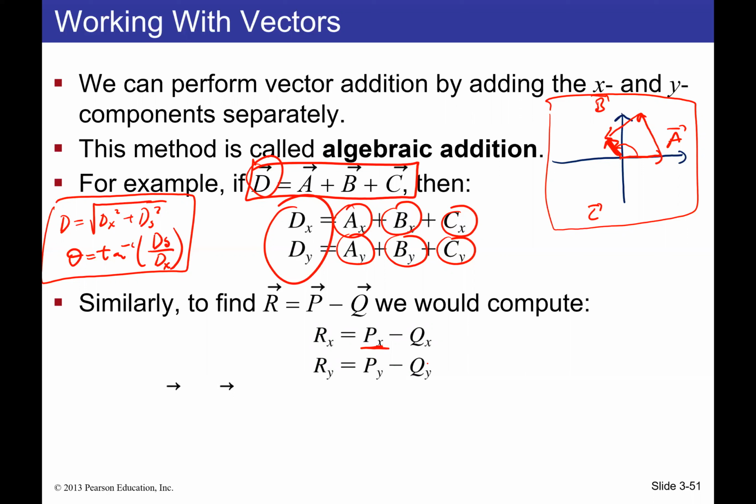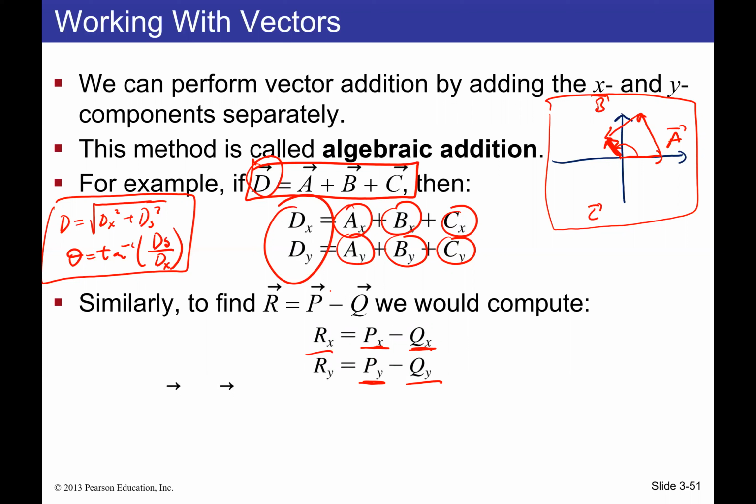You can see, right? X component of P minus x component of Q. That gives me x component of the resultant. Y component of P minus y component of Q. Why? Because you're looking at the difference between those two vectors. So instead of adding them together, you just subtract.